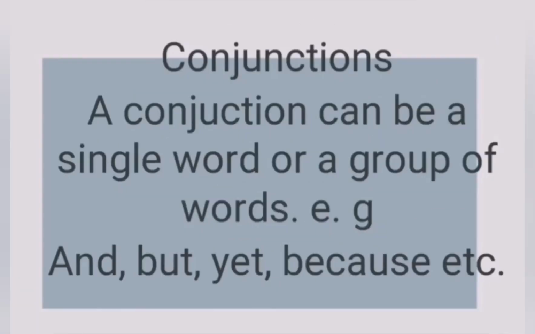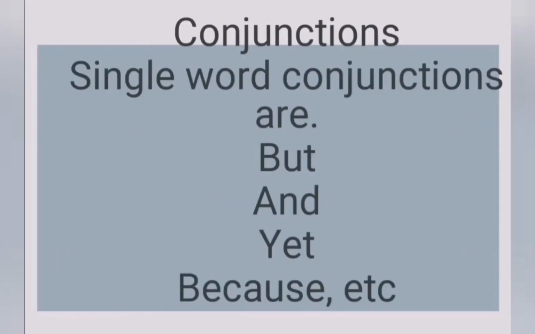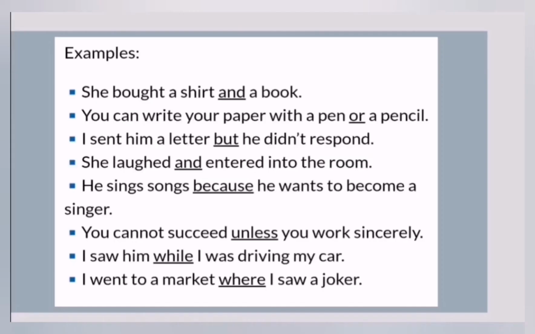A conjunction can be a single word or a group of words. The single word conjunctions are but, and, yet, because. All these are single word conjunctions. Let's come to the examples of single word conjunctions. The underlined words are conjunctions.